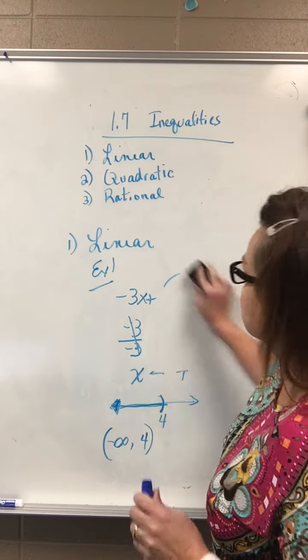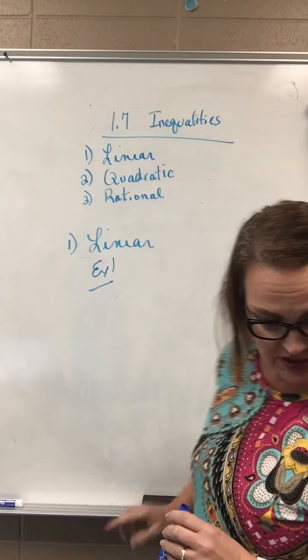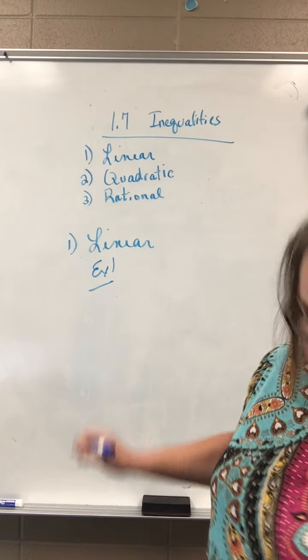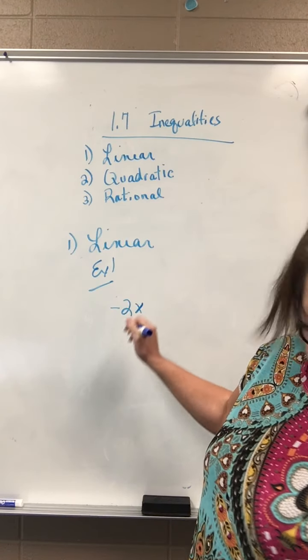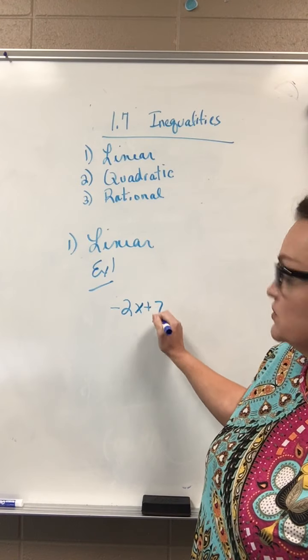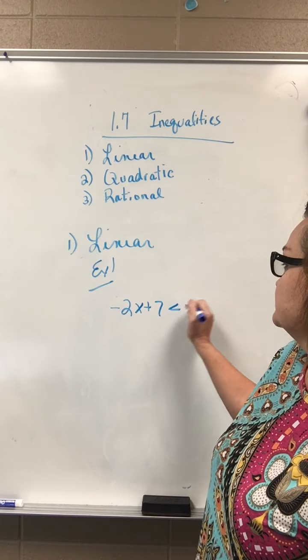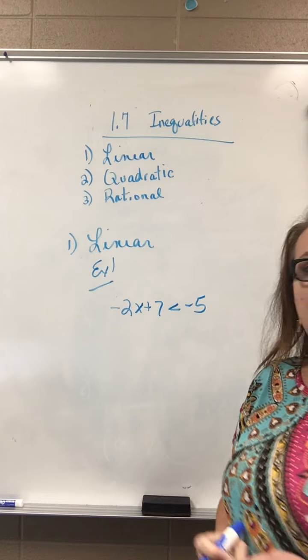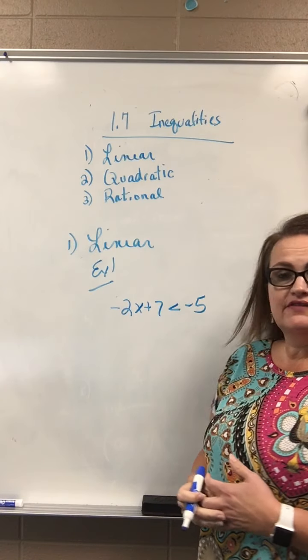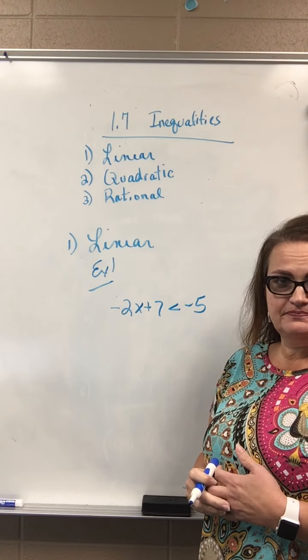Alright, so I'd like you to pause the video and always do a you try. So here's one for you. Do the same thing and then put it in that interval notation for your final step. So negative 2x plus 7 less than negative 5.